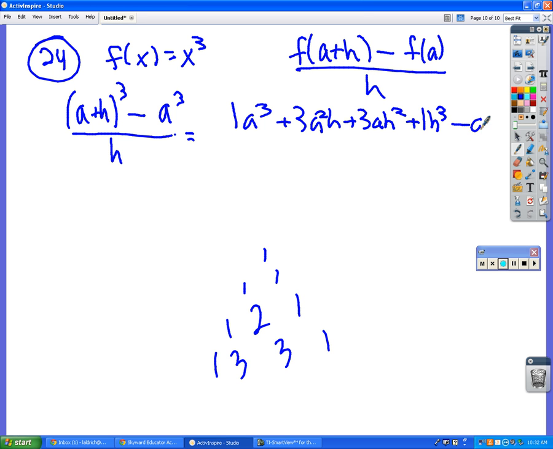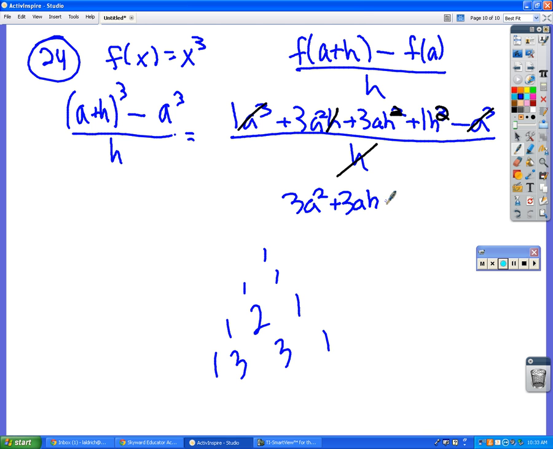And then I have minus a cubed over h. So the a cubeds cancel. Okay, now with what's left, everything has an h in it, so I can make that be gone. I can make that just be to the first, and I can make that squared. So my final answer is 3a squared plus 3ah plus h squared.